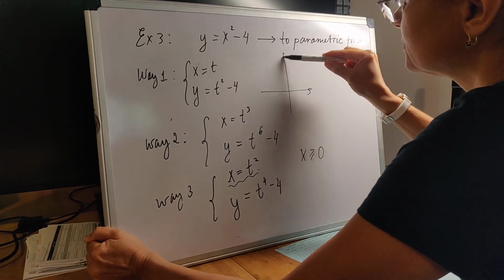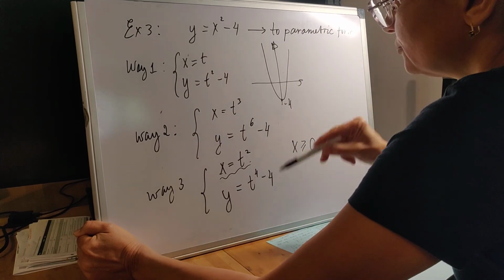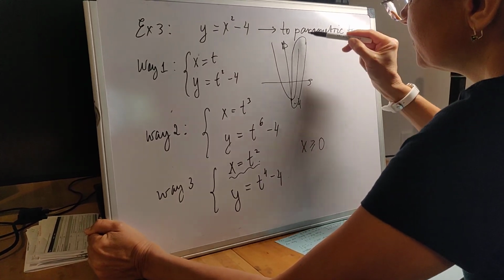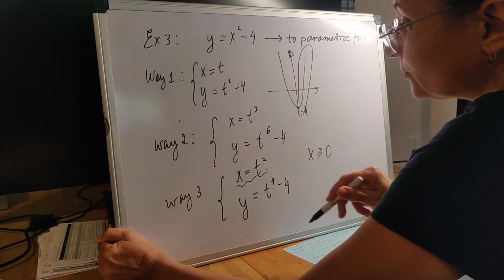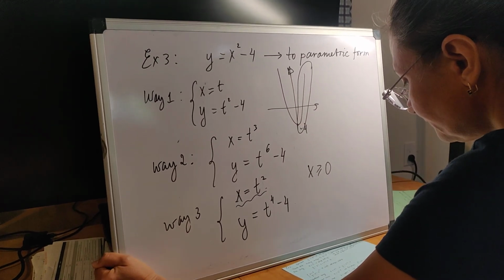Let me draw this parabola so you can understand what we are talking about. So this parametrization is going to work only with one branch. If you just need one branch, it's going to work. If you need the whole parabola, these two are better. Okay.